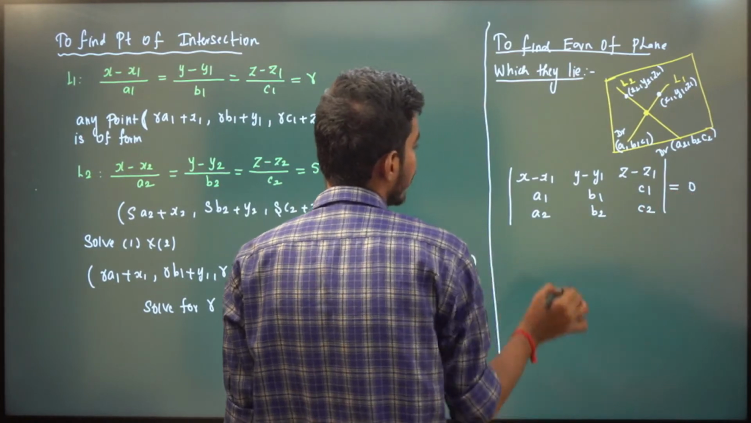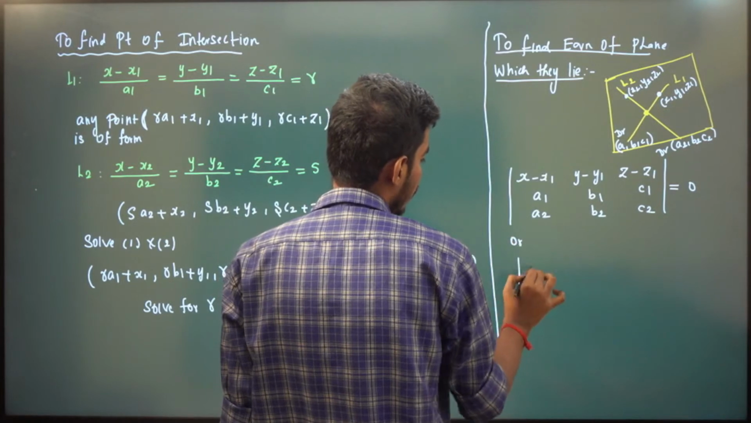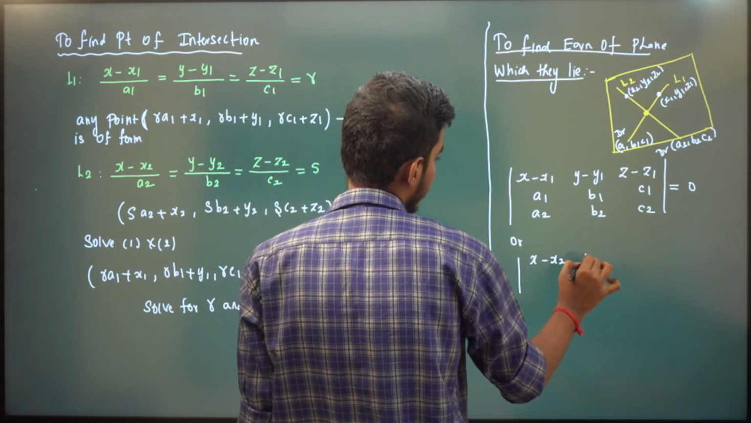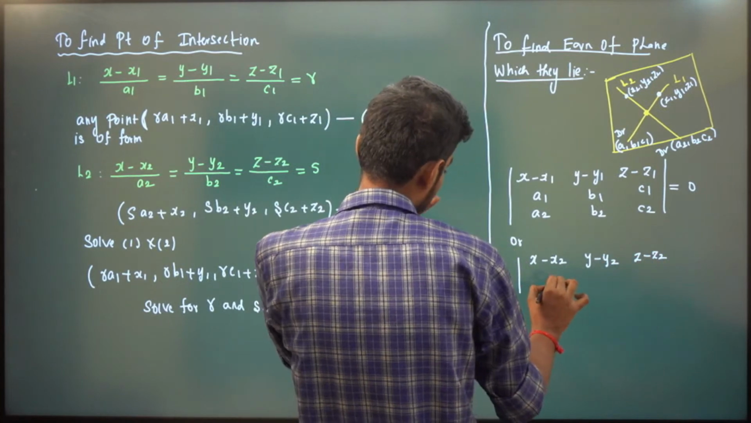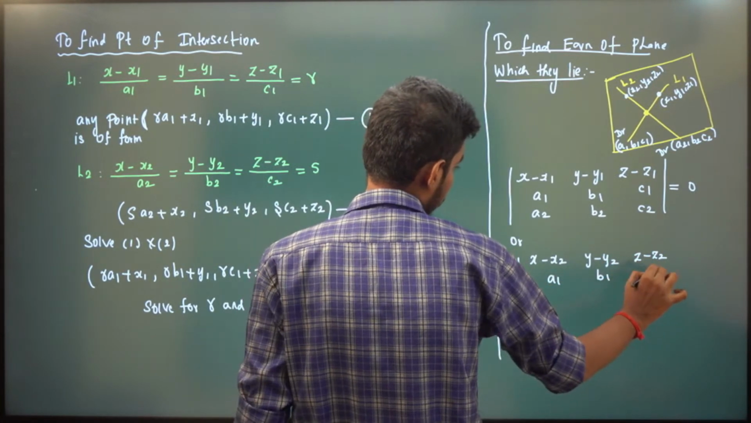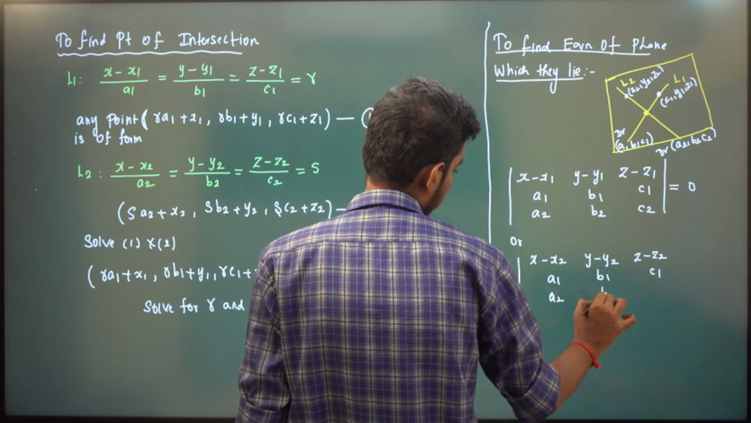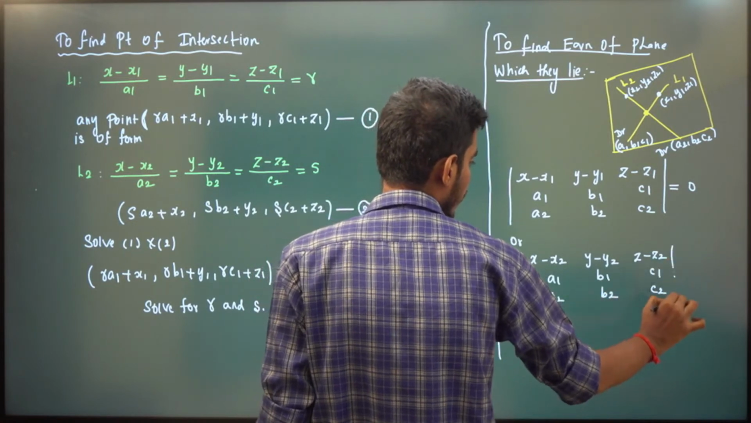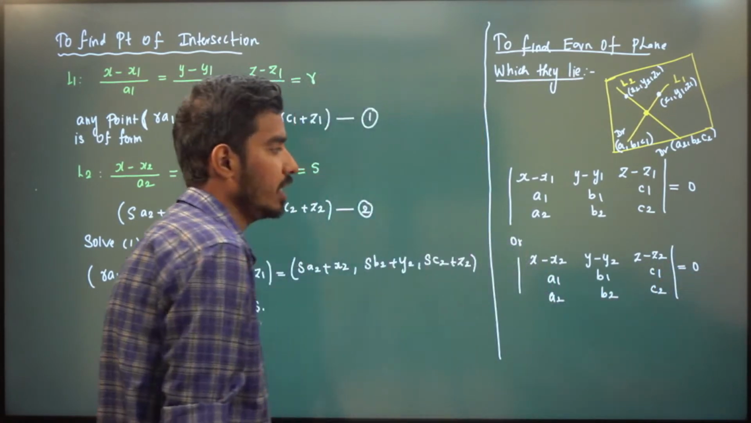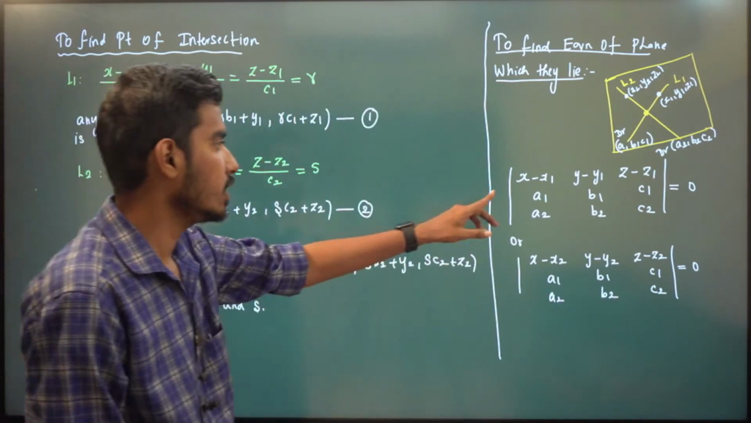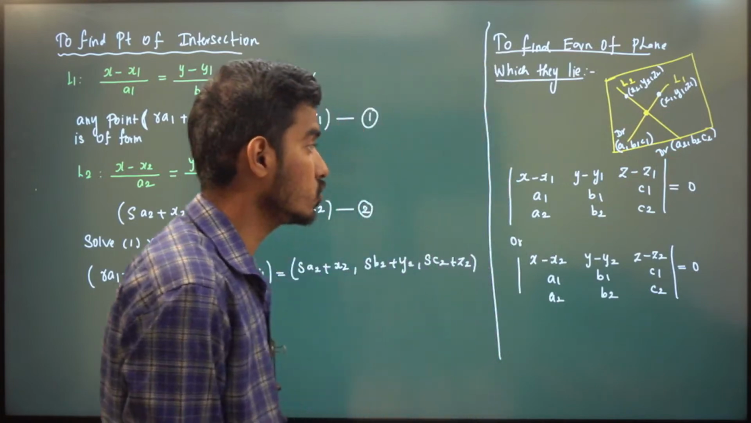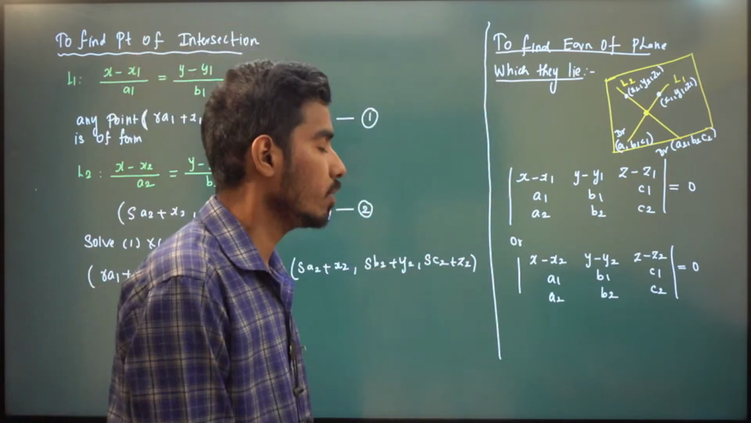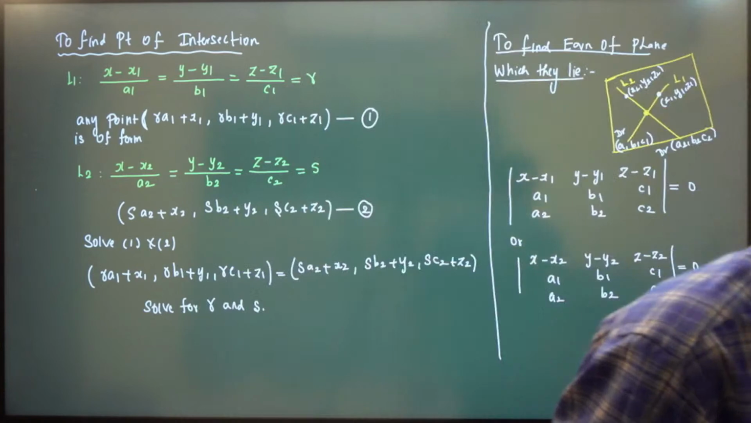So if you expand this, you will get the equation of the plane, or you can also use x minus x2, y minus y2, z minus z2, a1, b1, c1, a2, b2, c2. So you will get the equation of the plane in which they lie. You can take either x1, y1, z1 or x2, y2, z2, where a1, b1, c1, a2, b2, c2 are the direction ratios of L1 and L2. So you expand this determinant, you will get the equation of the plane. That's it.